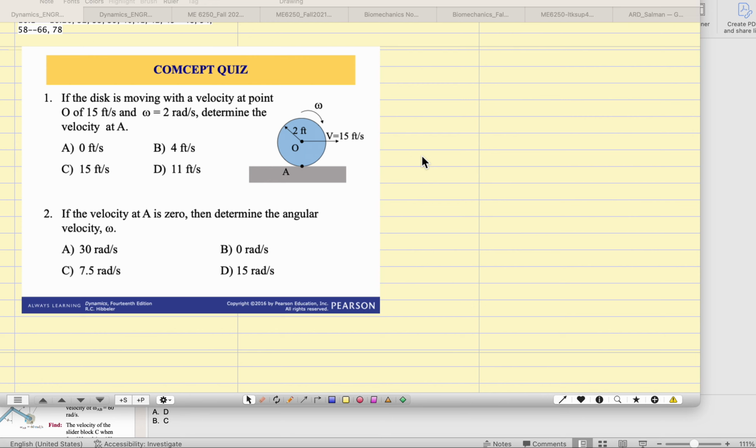The question asks: if the disk is moving with a velocity at a point O, this velocity has been given from point O. The velocity is given as 15 feet per second, and omega is 2 radians per second. You have to find out the velocity of A.